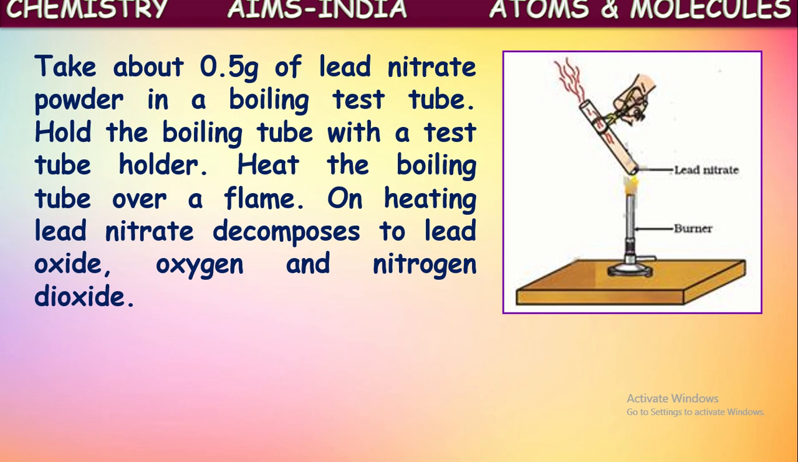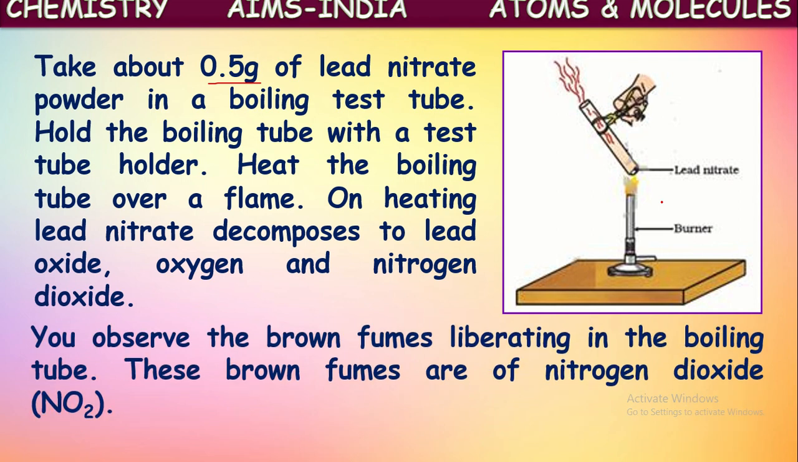Now let us see the process they have followed. First, a small quantity, around 0.5 grams of lead nitrate, is taken in a test tube, and it is held with the test tube holder. Now if it is heated on a Bunsen burner or spirit lamp, this lead nitrate slowly decomposes to form lead oxide, oxygen, and nitrogen dioxide gases. So it is a decomposition reaction. We observe that brown fumes are liberated in the boiling tube. We told here that lead nitrate on decomposition produces lead oxide, a solid substance, and oxygen and nitrogen dioxide, gaseous substances.